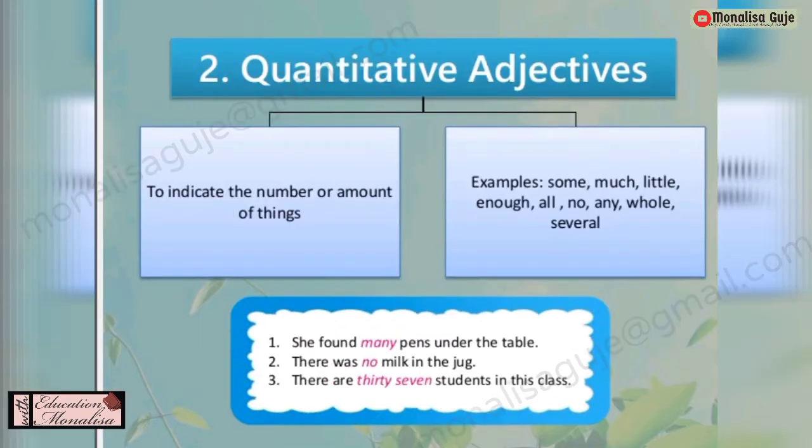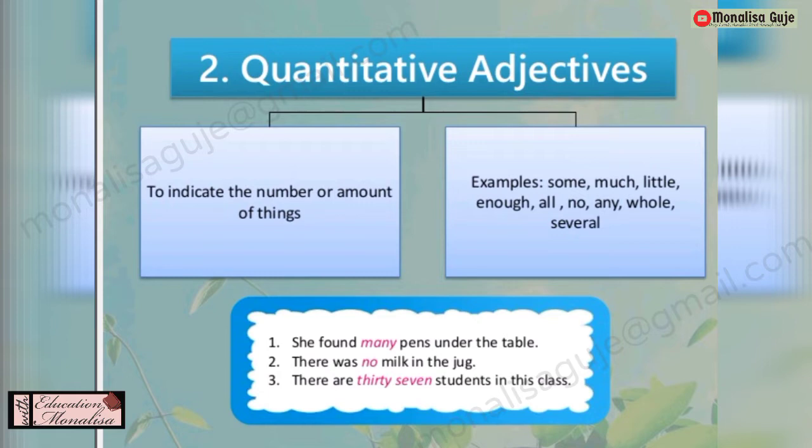Second type is quantitative adjectives. Again, this is also very easy to understand. Quantity means numbers. So anything which lets you know the quantity of something is a quantitative adjective. Definition: to indicate the number or amount of things like some, much, little, enough, all, no, any, whole, several. Let's see some examples. She found many pens under the table. How many pens were there? There were many pens. So that is the quantity.